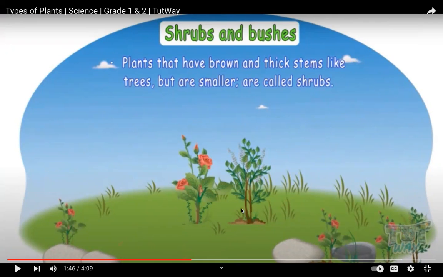Okay, Tuhin and Debangshu, have you both understood what shrubs are? Yes, ma'am. Okay, Debangshu, have you understood what is a shrub and bushes? Yes, ma'am. Okay, Tuhin, tell me what is a shrub and bushes, better?